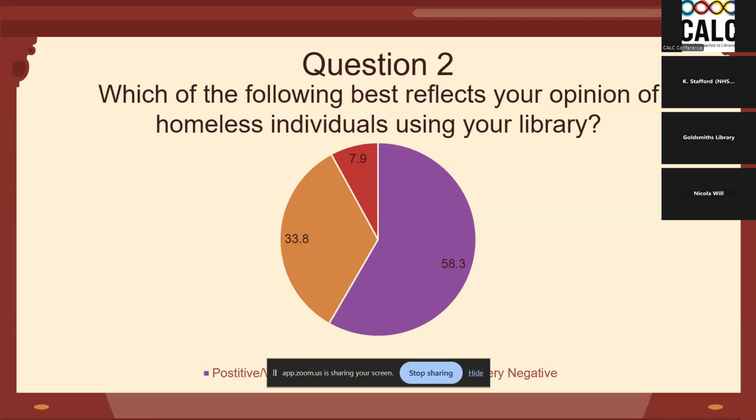So moving on to question 2. This asked respondents to reflect on their opinion about homeless individuals using the library on the scale from very positive to very negative. So 5 things in that scale.